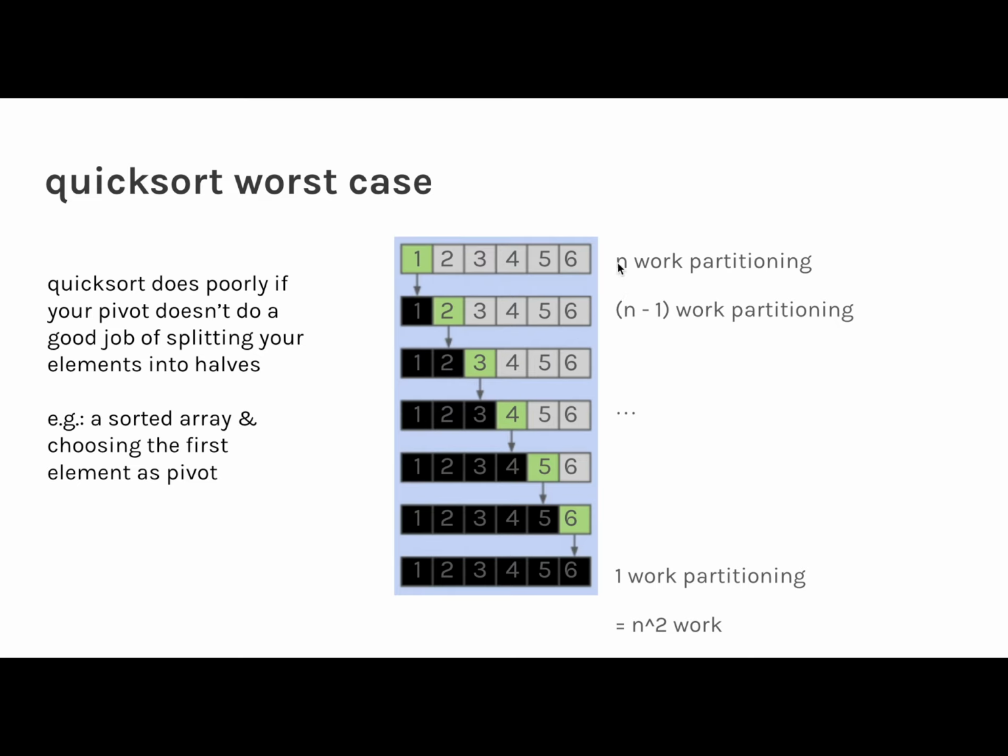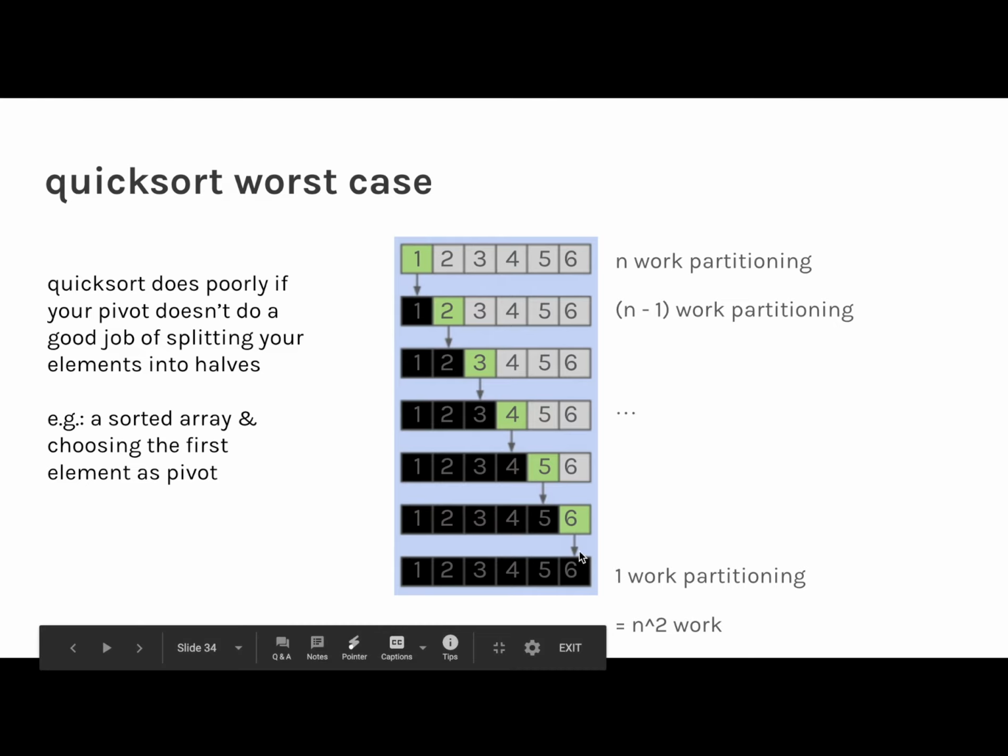So basically I'm going to be doing n work, n minus 1 work, n minus 2 work, etc., until I do 1 work, and that's the 1 plus 2 plus 3 plus ... plus n sequence that was seen before, which is n squared work.